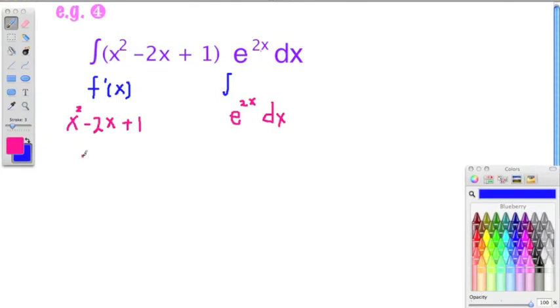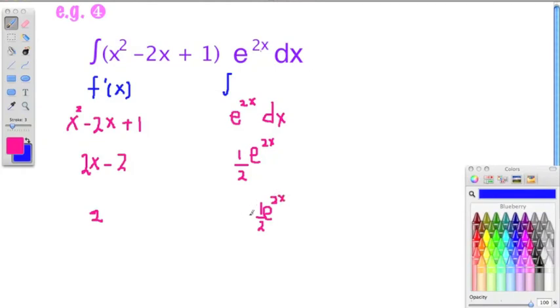So, okay, we will differentiate this. We'll get 2x minus 2, and we will integrate this. We will get e to the power of 2x. But remember, when integrating the power, we divide by 2. Again, we will differentiate this. We will get 2. We integrate this part. Now we become 1 over 2 e to the power of 2x.